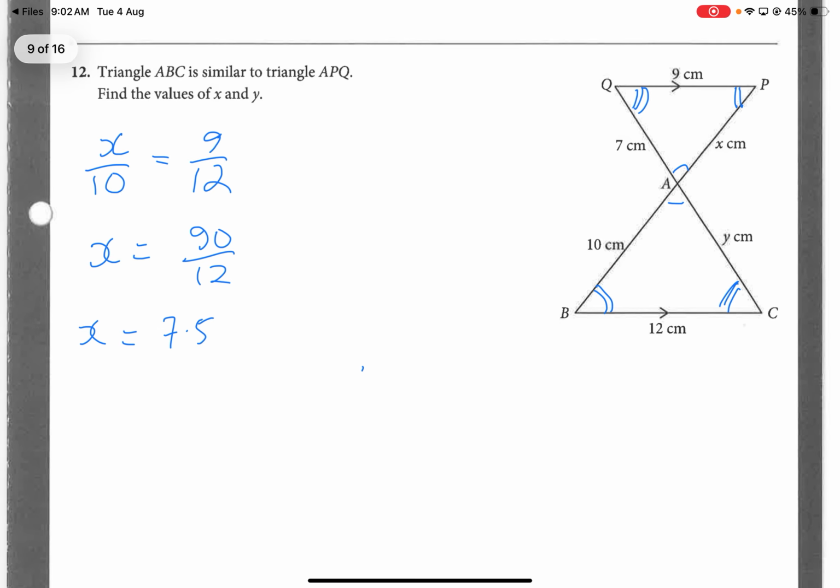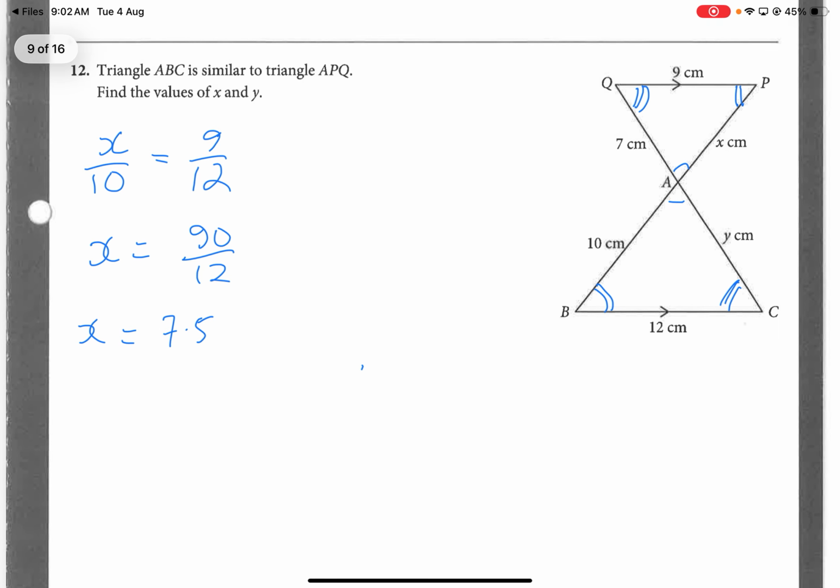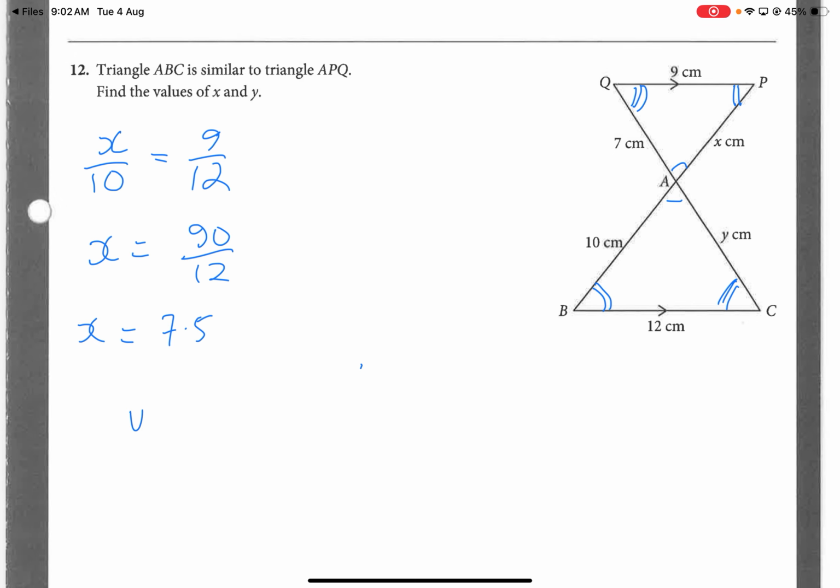Yes. So, you want to find y. Then y corresponds to 7. So if I put y over 7, that will give me the scale factor. This time round, y is the bigger one, big one over small one. So I will let it equal the scale factor.